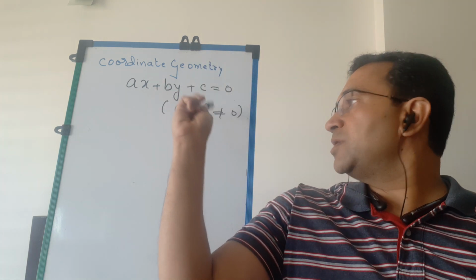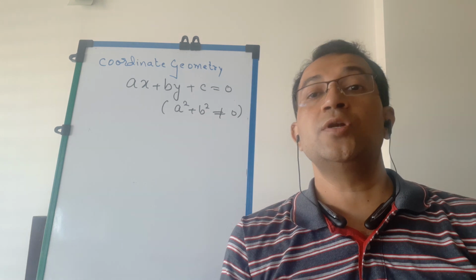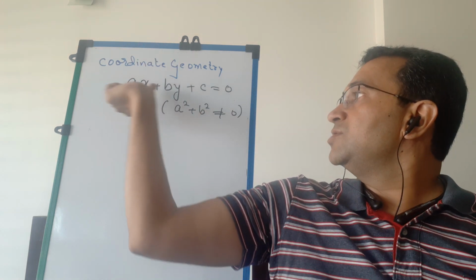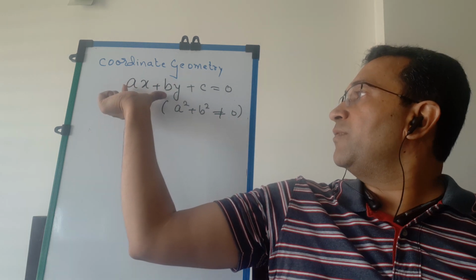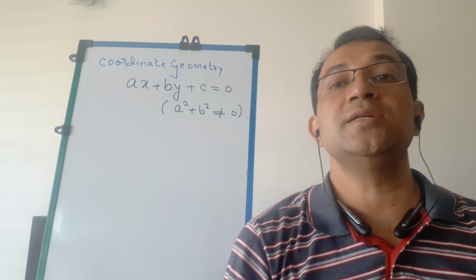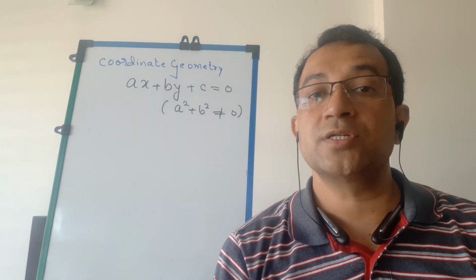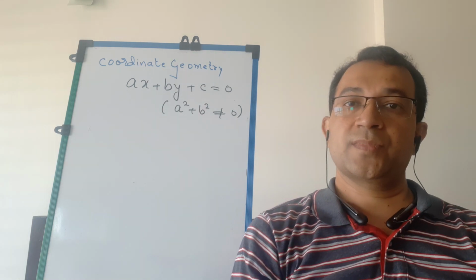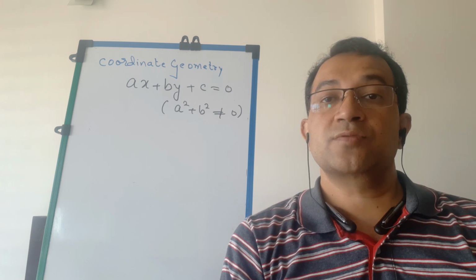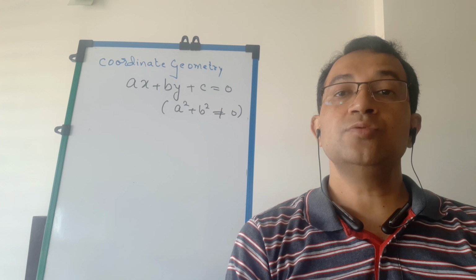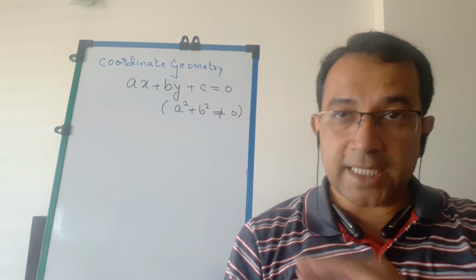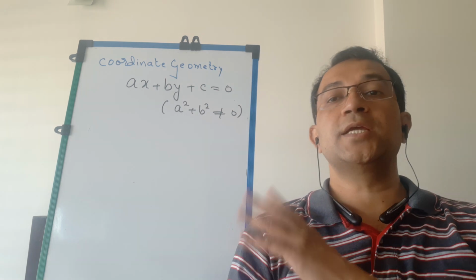So if a square plus b square is equal to 0, it is only in one condition, when a and b both are 0. Students, when a is 0, b is 0, in this equation, if I take 0 into x plus 0 into y, automatically I will get c is equal to 0, and the equation vanishes. That is why, students, here it is written a square plus b square not equal to 0. At a time a and b are not 0, either a can be 0 or b can be 0.